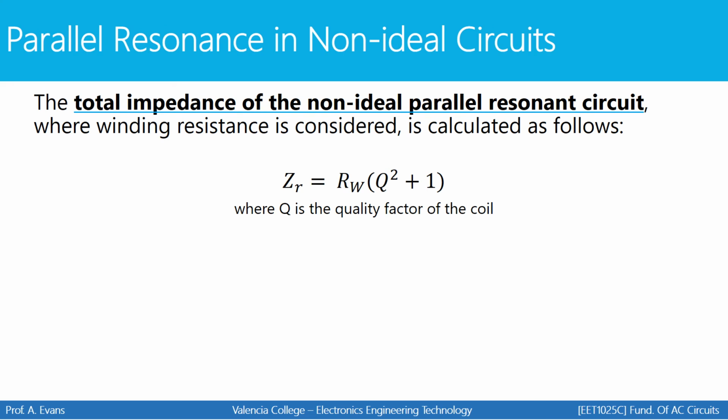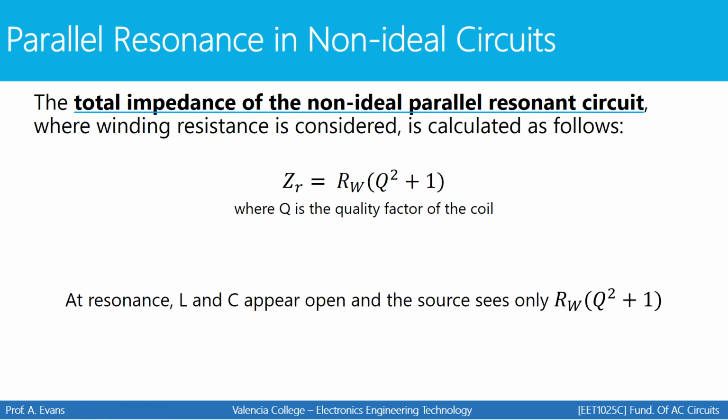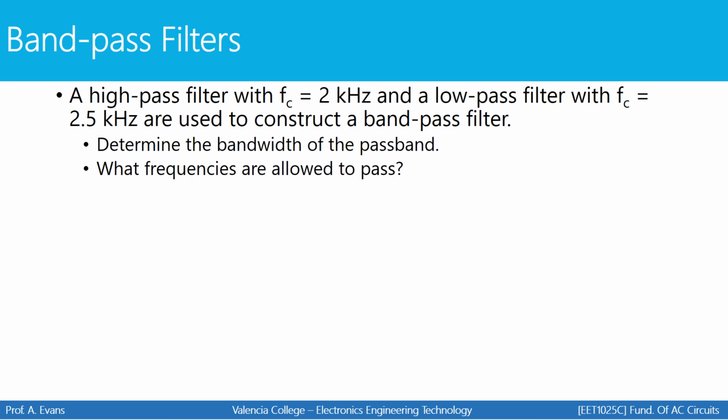The total impedance of a non-ideal parallel resonant circuit is as follows. This is again a review from our previous lecture on resonance. The impedance at resonance for a non-ideal parallel resonant circuit is RW times (Q squared plus 1), where Q is the quality factor of the coil. Remember that at resonance, L and C appear open, and the source is only going to see that impedance of RW times the quantity Q squared plus 1.